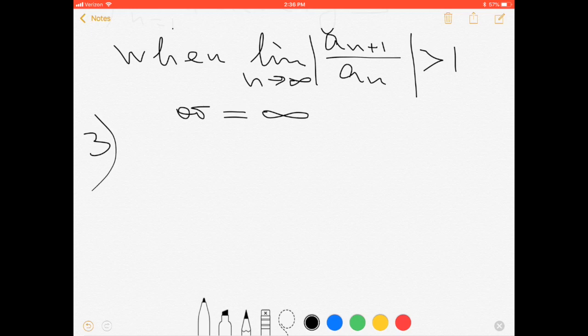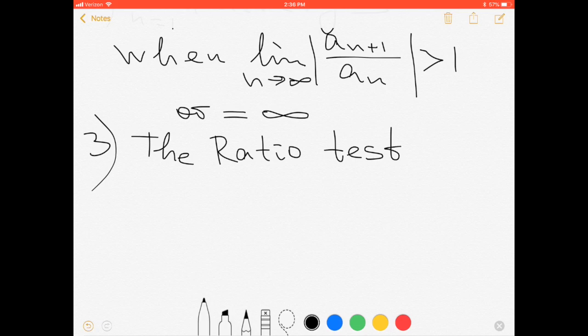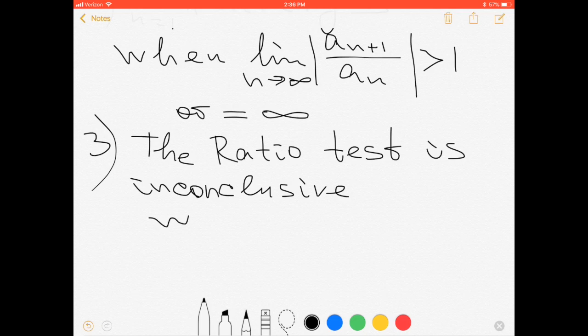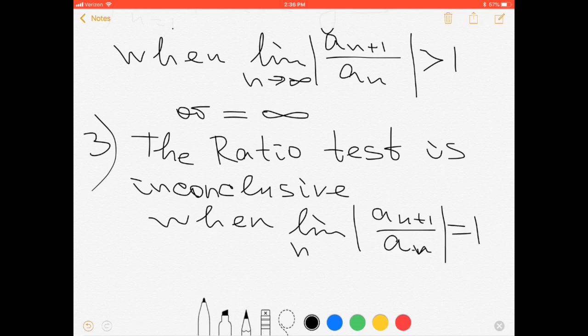Question. Okay, less than 1 converges, greater than 1 diverges, but what happened if limit equal 1? It means ratio test is inconclusive. This means use something different. Test is inconclusive when limit equal 1 and n approach to infinity. Doing some examples.